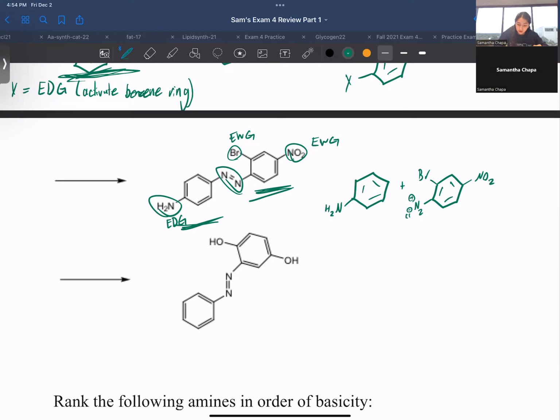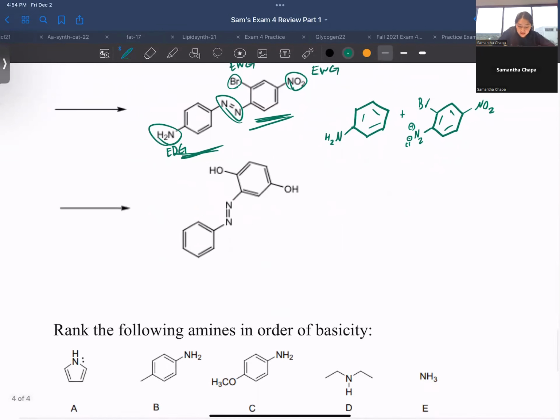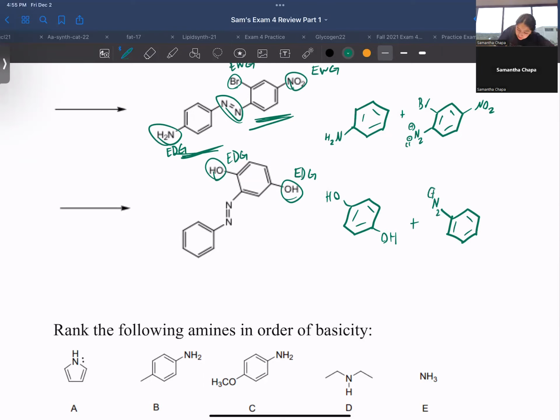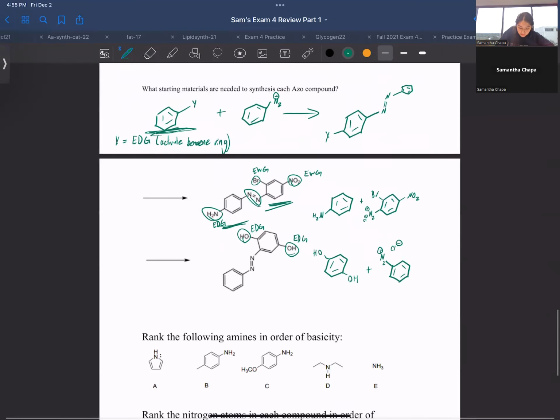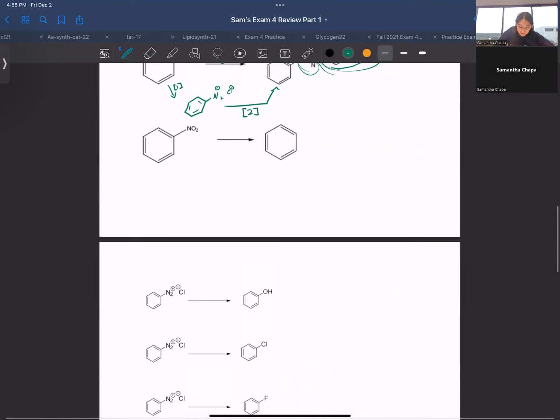For this next one, the same thing: identify all your groups. So electron donating, this is going to be its own reagent, a benzene ring with 2 electron donating groups, H, H. And the benzene ring on the left is going to be the one with the diazonium salt, N2 plus Cl minus. Cool. Now I'm going to go back to those other synthesis problems.